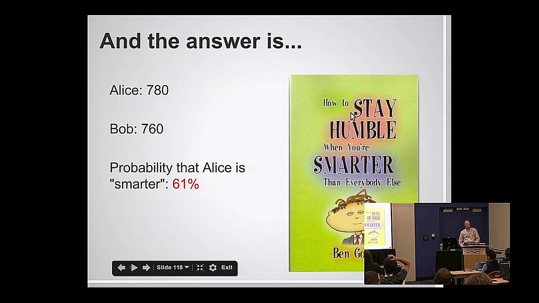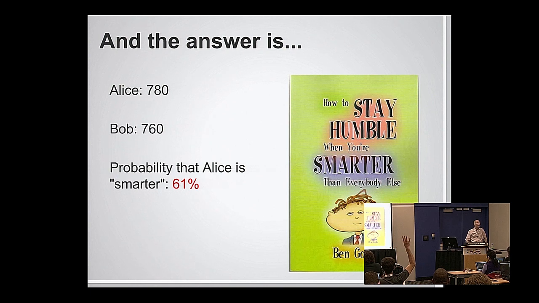Okay, so this all works out. It's about 60% in Alice's favor. That might be a little bit surprising because it's a 20-point difference in their scores, but they're both mashed up against the high end of the range, which means that we don't have a lot of discriminatory power between them.